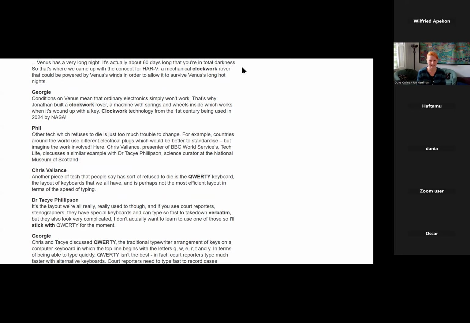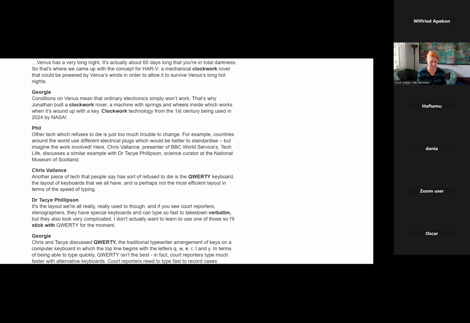Conditions on Venus mean that ordinary electronics simply won't work. That's why Jonathan built a clockwork rover, a machine with springs and wheels inside, which works when it's wound up with a key. Clockwork technology from the 1st century being used in 2024 by NASA.